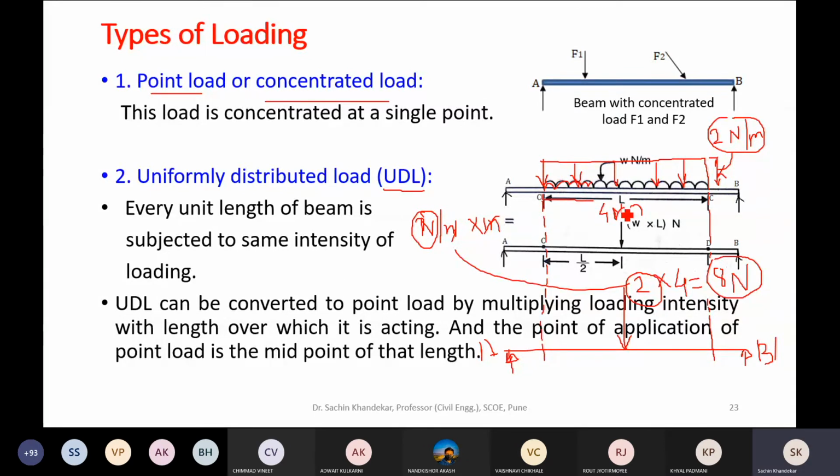Now, through which point will this concentrated load of magnitude 8 Newton act? Through the center of gravity of this. Through the center of gravity means what? Say from point C, it is acting at a distance of 2 meters. Similarly, from point D, it is acting at 2 meters, because the total span from C to D is 4 meters. Right? I hope you have understood this point.